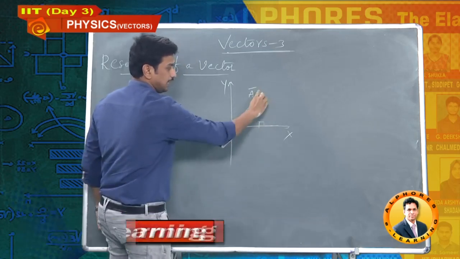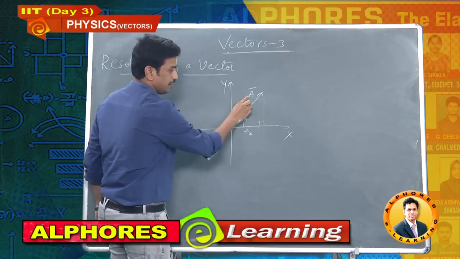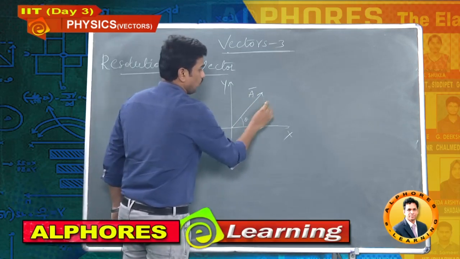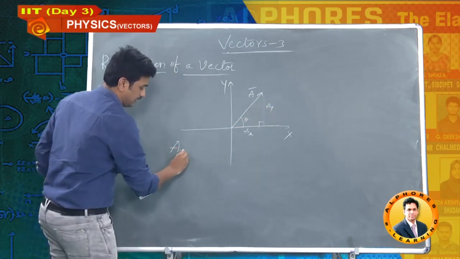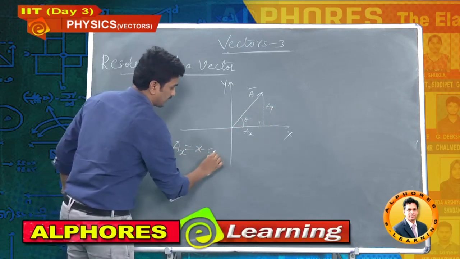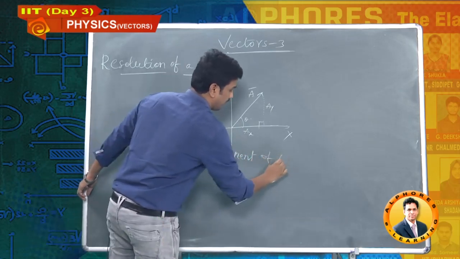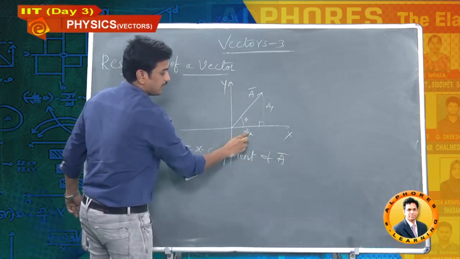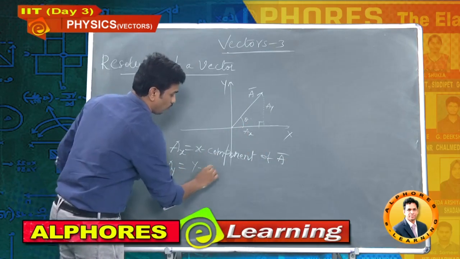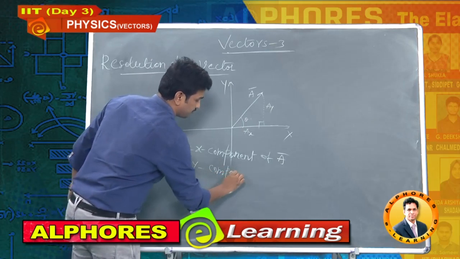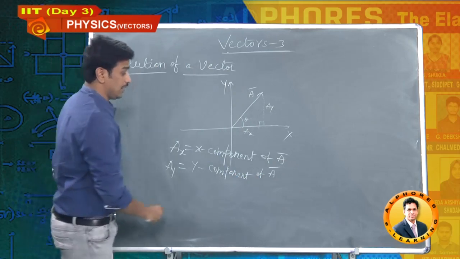Right angle triangle, theta. Let the x component of A bar be Ax, and the y component of A bar be Ay. I will write here Ax, the x component of vector A bar, and Ay, the y component of A bar. Now what are these two?